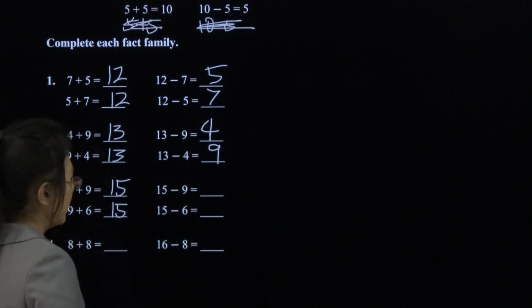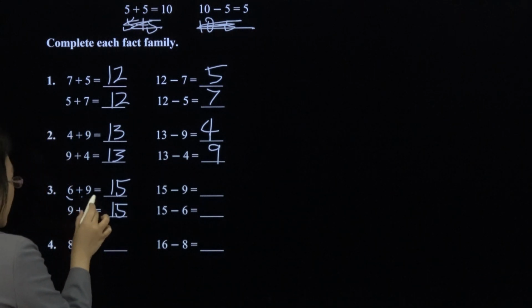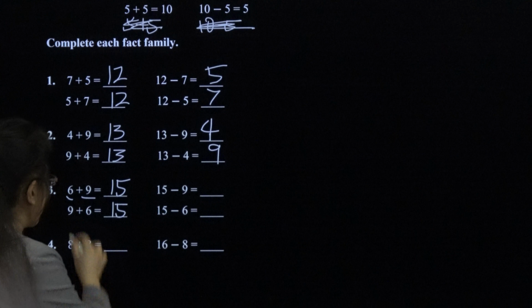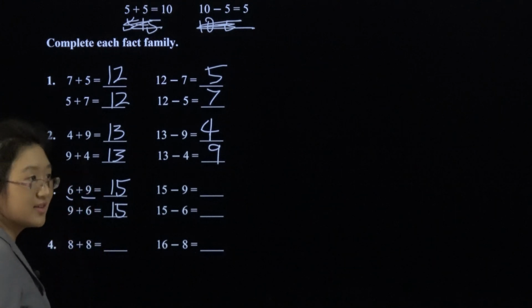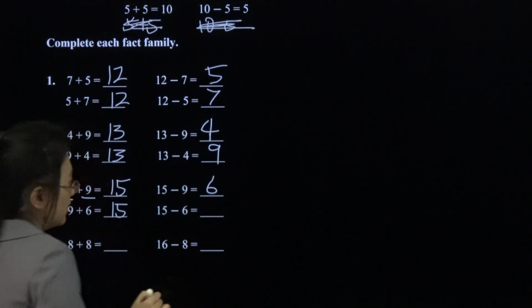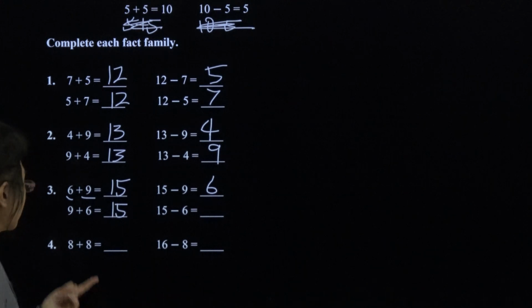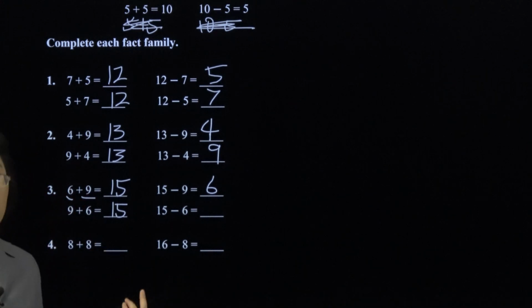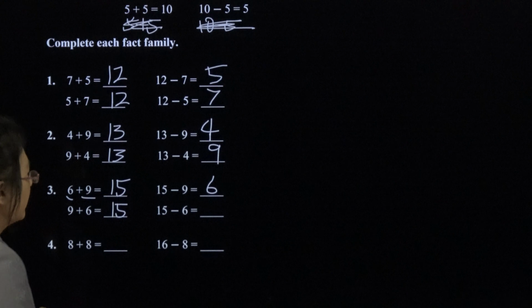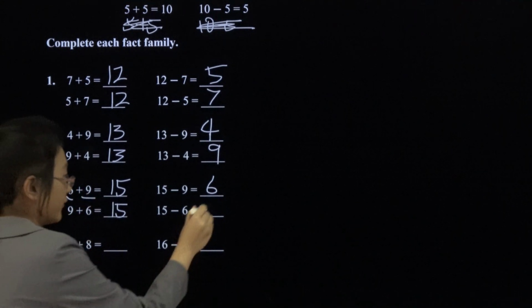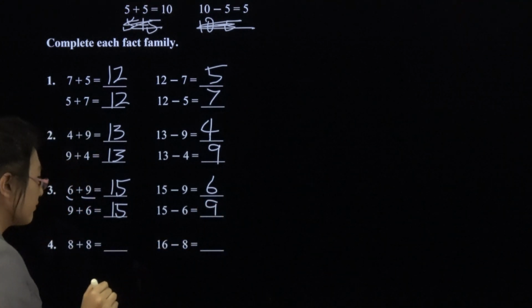15 minus 9. Okay, so since we know that 6 and 9 make up 15, if we take out the 9, then we're left with 6. And vice versa, which means the same thing if you do the opposite, if you switch it around. If you take away 6, we're left with 9.